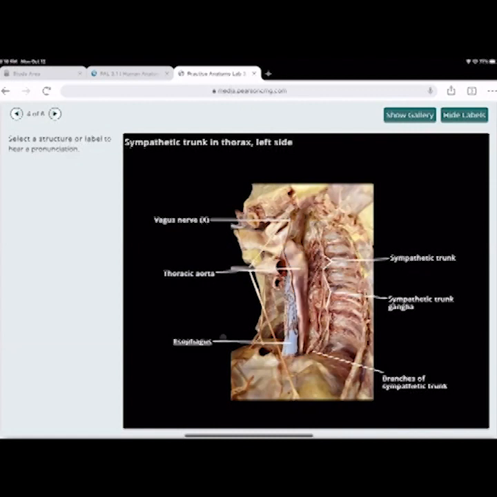This is the esophagus, which is a collapsible tube. It's distal to the trachea, which has been taken away here. But you can see your thoracic aorta, your vagus nerve, cranial number 10, and then your esophagus. You see the sympathetic trunk with the ganglia, which are the swellings where the cell bodies are. And these are branches of the sympathetic trunk.